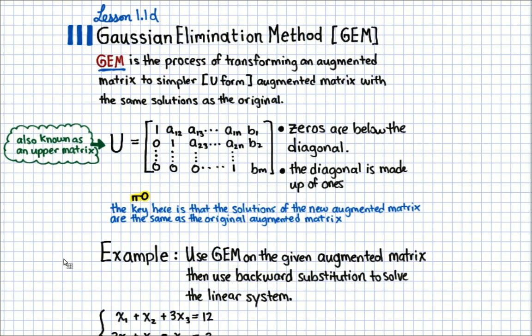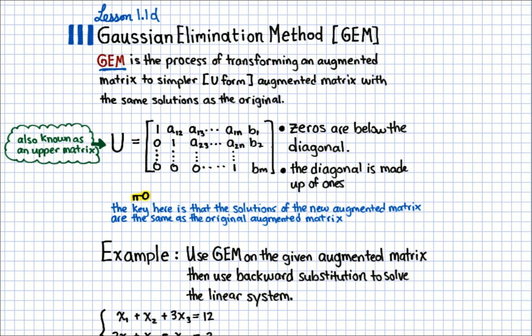Now, there are two properties of the U matrix that we desire. First, the zeros are below the diagonal, and the diagonal is made up of ones. That's what's most desirable. The key here is that the solutions of the new augmented matrix are the same as the original augmented matrix. So we are looking for the solutions to the original, but if we can transform that system or that augmented matrix into a simpler model, then the solutions can be more easily obtained.